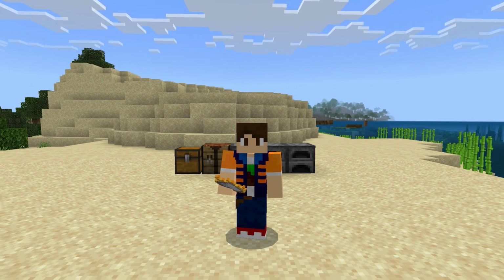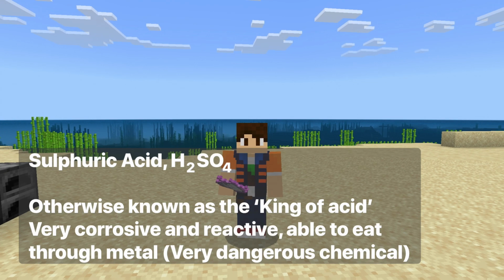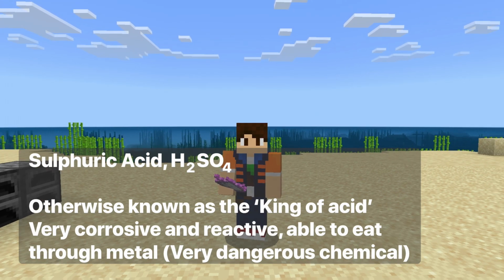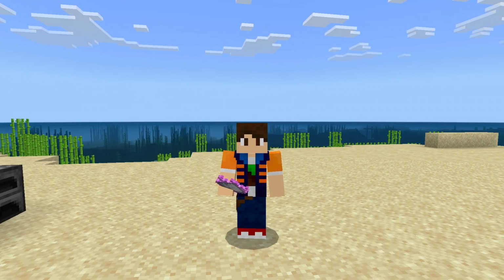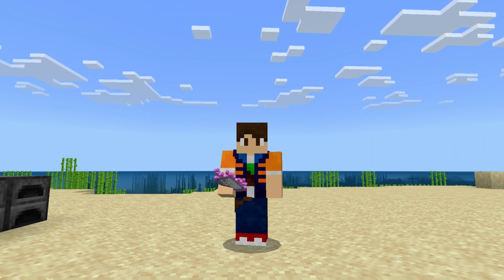Okay, that's cool and all, but then why do we need sulfur? Well, you see, if we have sulfur, we can convert it to a thing known as sulfuric acid. Although highly dangerous with the power to melt your flesh and bones, sulfuric acid is one of the most useful chemicals in chemistry, and with it, we can make a whole bunch of chemicals. So that means I'm gonna have to go to the Nether, find a fortress, and get some blaze rods. And that's gonna take a while.